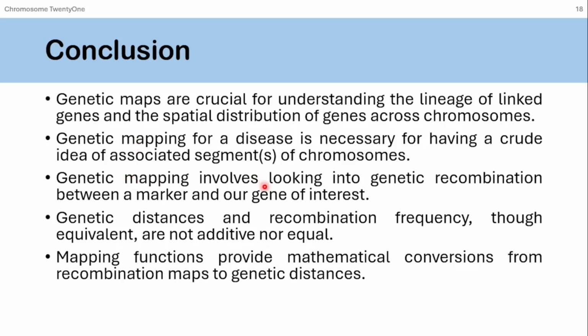Genetic mapping involves looking into genetic recombination between a marker and a gene of interest. As I have been saying repeatedly, it is always understood by studying the genetic recombination between a marker and a gene of interest. And genetic distances and recombination frequency, all equivalent, are not additive and definitely not equal. So this is again very well understood by now. And mapping functions, Haldane's function and Kosambi's function, are very good and still used functions that give us the mathematical relationship between your linkage map and your genetic map or physical map. And you can gain your own insights using those functions.